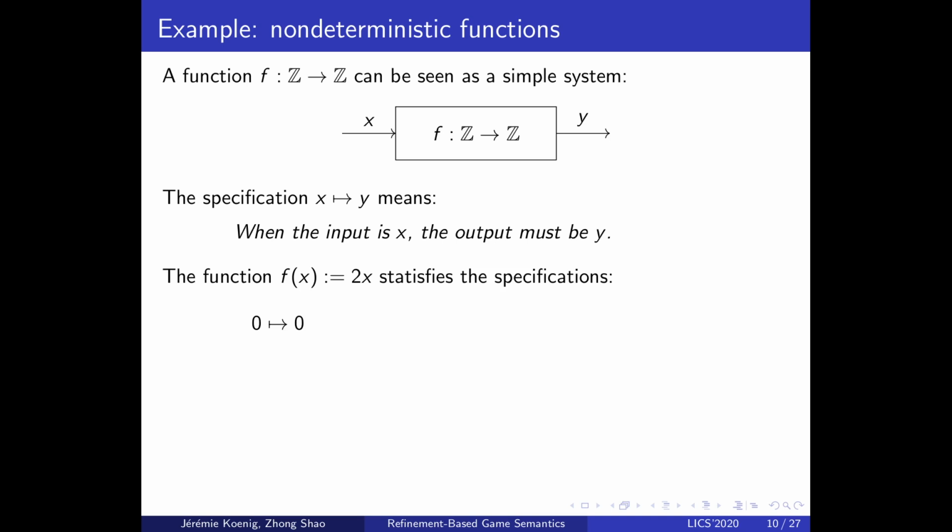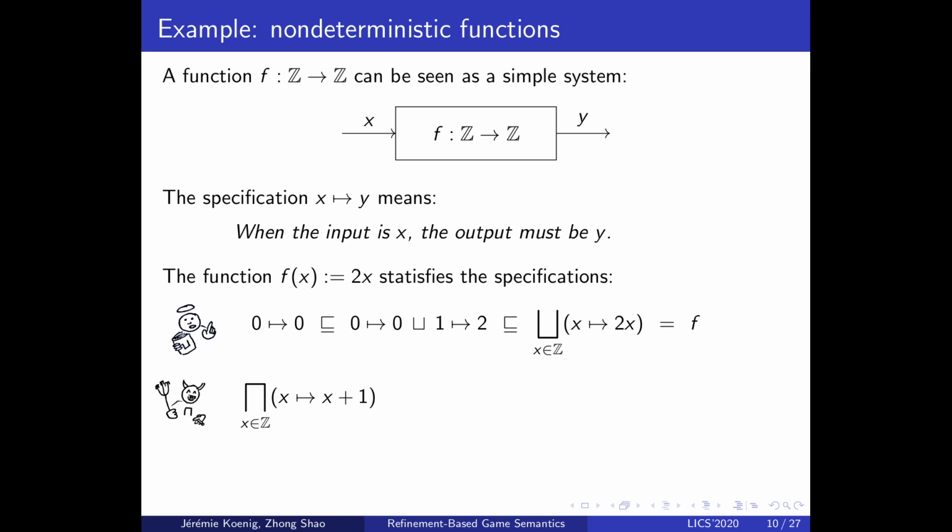Then, using angelic nondeterminism, we can strengthen this specification and ask that our function both maps 0 to 0, but also maps 1 to 2. Going one step further, with infinite choice, we can ask that all possible inputs x should be mapped to 2x. And in fact, this is how we encode the function f itself as a specification.